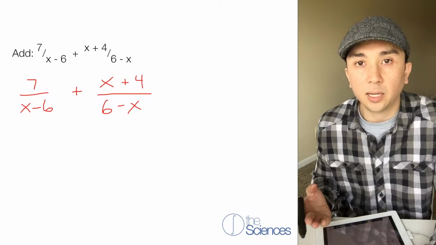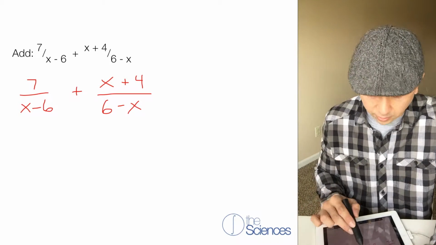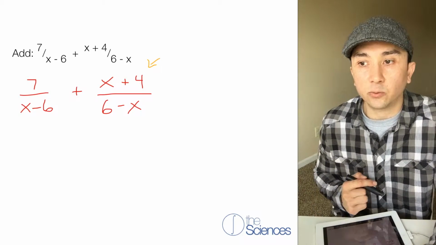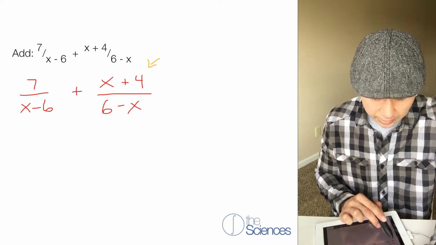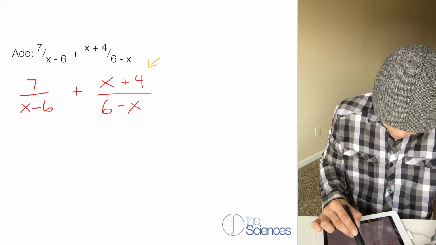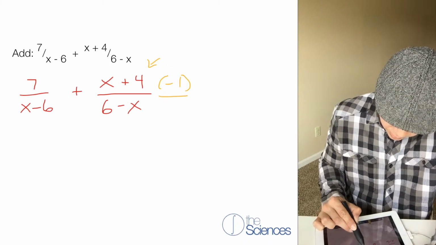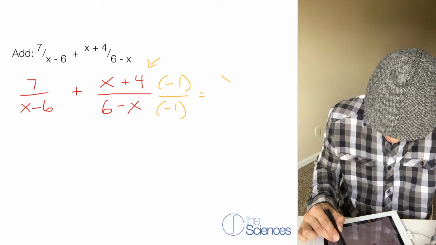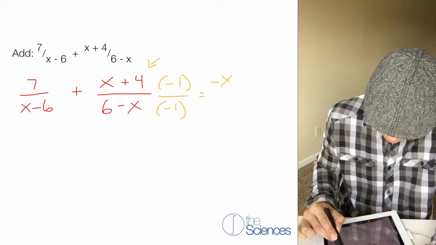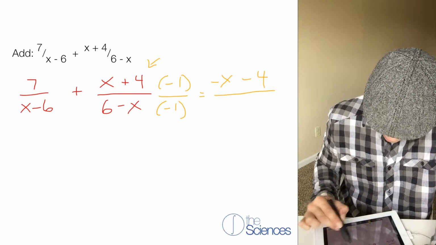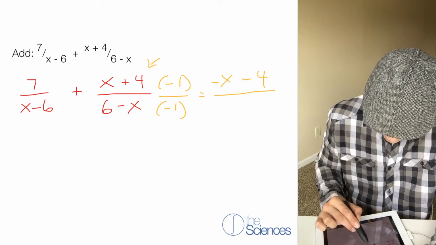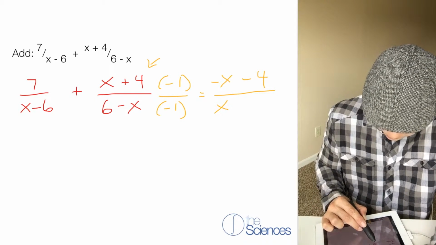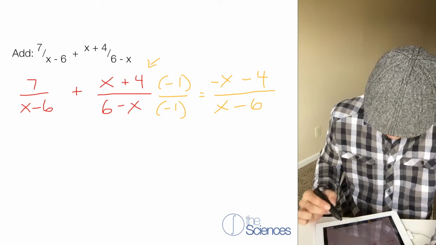So we can multiply the second rational expression by -1 over -1 to obtain x minus 6. So here we're going to multiply by -1, and in doing so, we're going to get minus x minus 4, and then here we're going to get, since we have negative x times -1, we're going to get x, and then since we have positive 6 here, we're going to have negative 6.